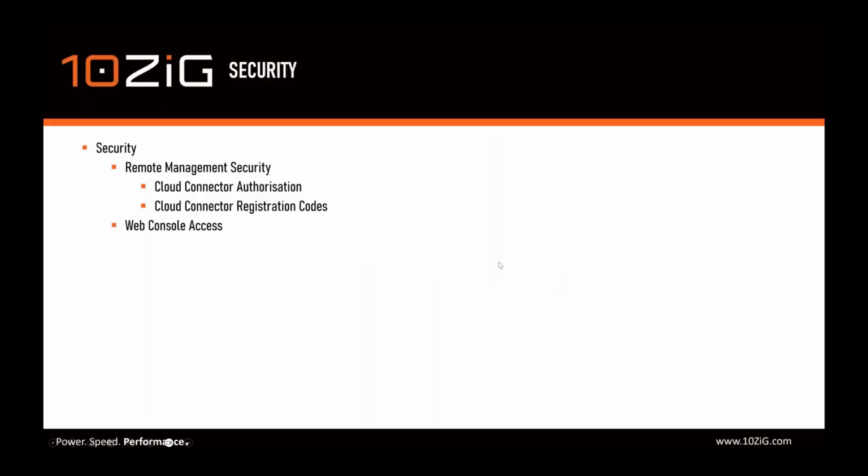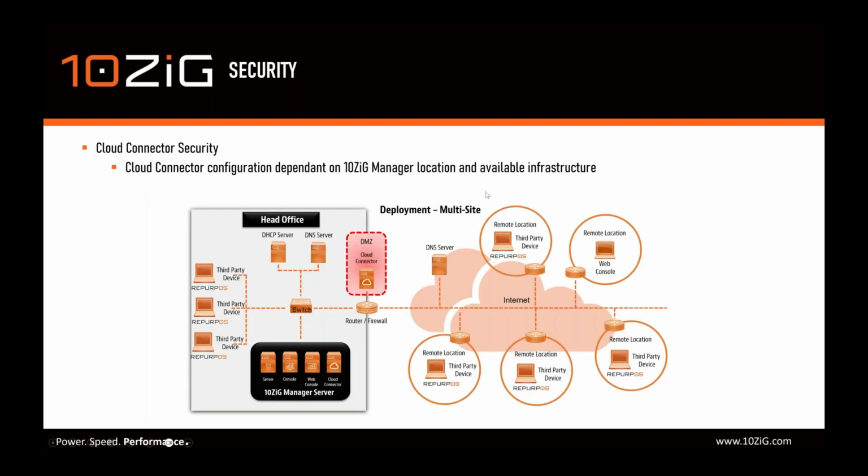So, security. Using a cloud connector for remote management security, there's a couple of options you've got here. So you've got cloud connector authorization, which allows you to basically authenticate a client to a specific manager. So again, these are useful tools for devices that are deployed at remote locations across the internet, where you may be opening up access to the manager from the internet itself. So this shows an example.